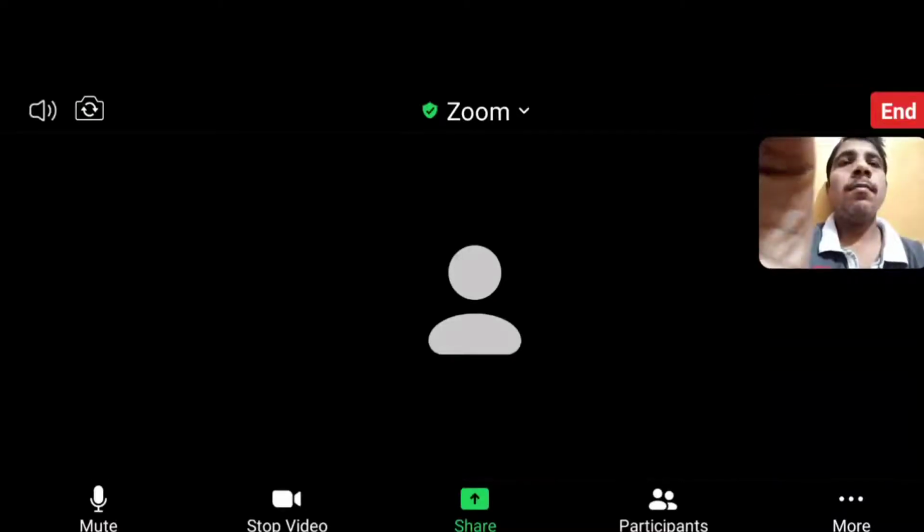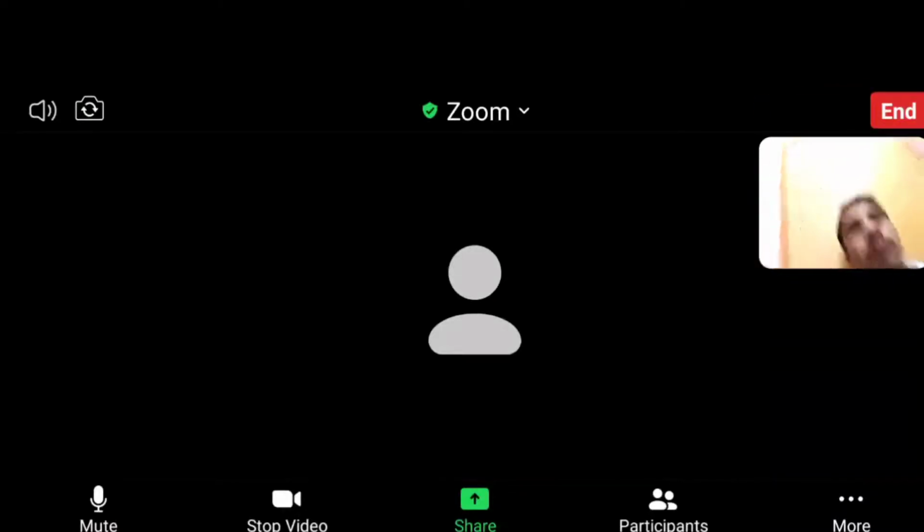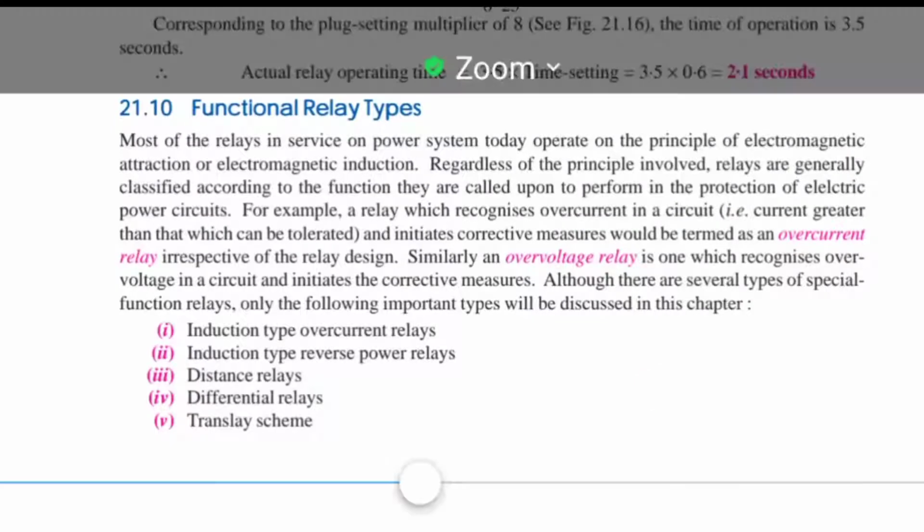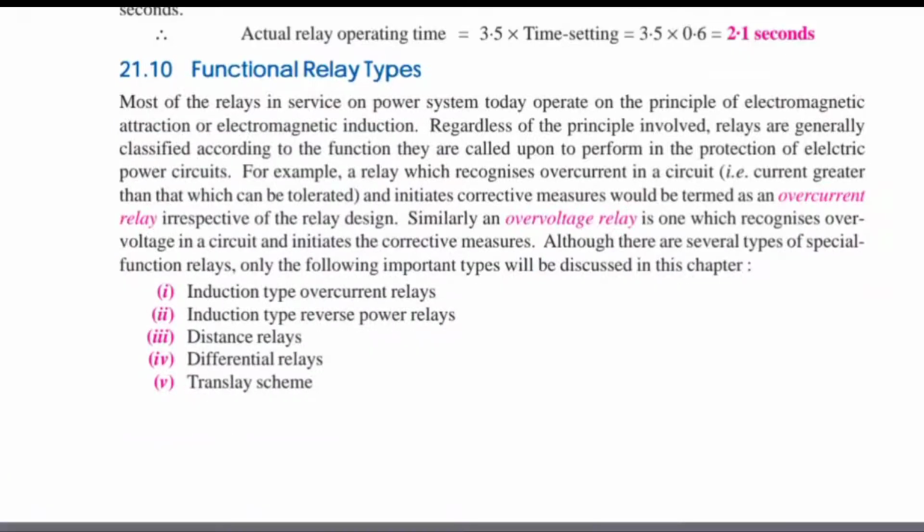What are the basic types? In the last class we discussed what a PSM is, what a TSM is, and the different terms related to relays in the previous sessions. Now we go for functional relays.